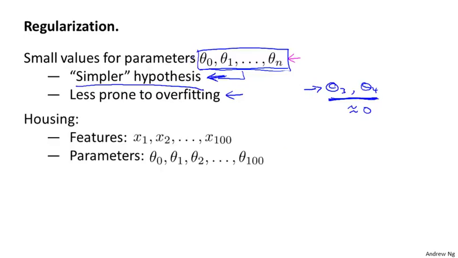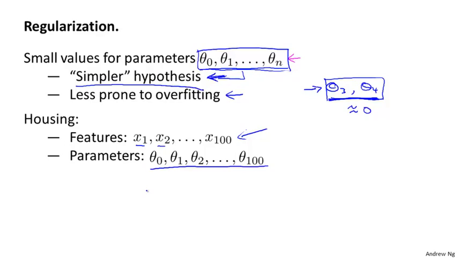For housing price prediction, we may have our 100 features that we talked about, where maybe x1 is the size, x2 is the number of bedrooms, x3 is the number of floors, and so on, and we may have 100 features. And unlike the polynomial example, we don't know which ones are the high-order polynomial terms. So if we have just a set of 100 features, it's hard to pick in advance which are the ones that are less likely to be relevant. So we have 100 or 101 parameters, and we don't know which parameters to pick to try to shrink.